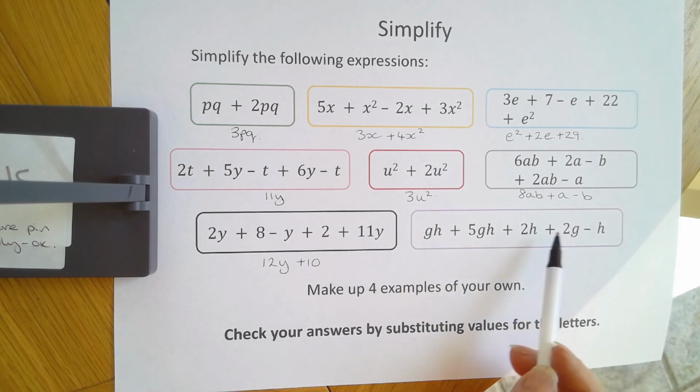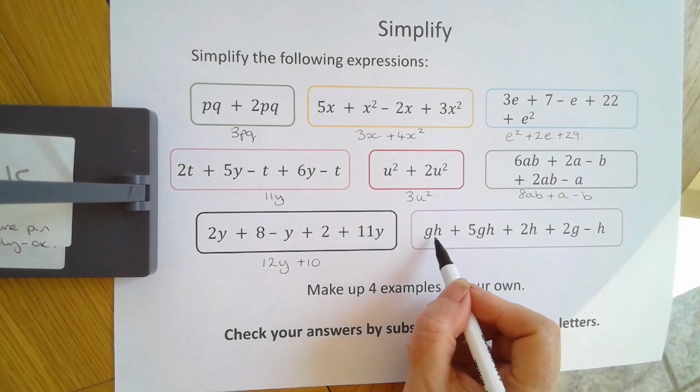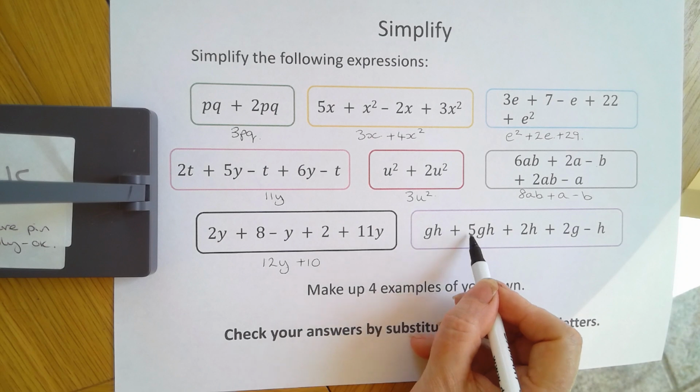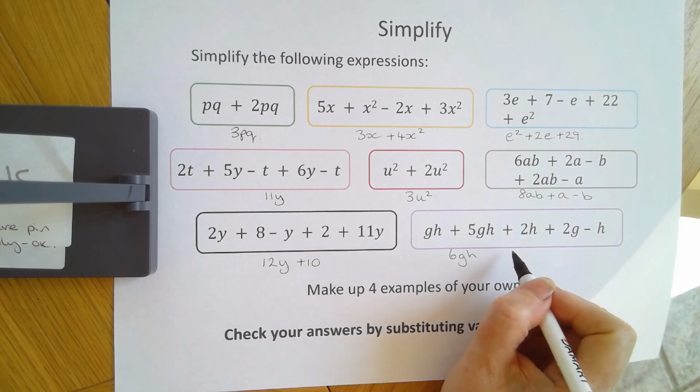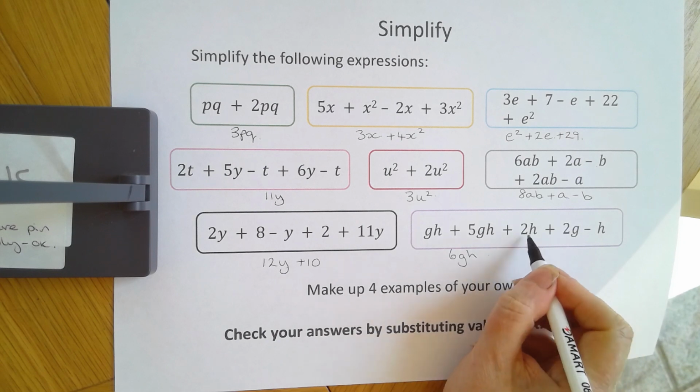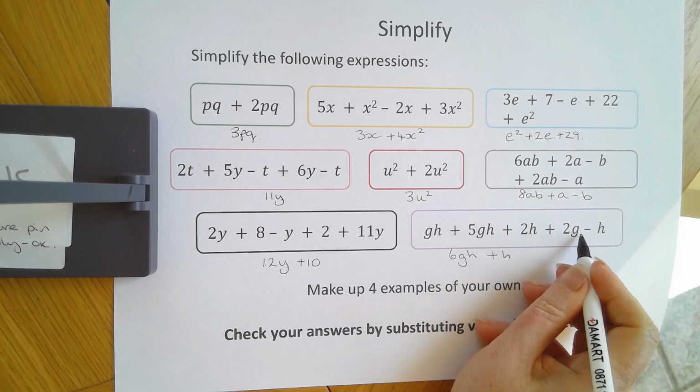And so our last example, just pause it a moment, have a go yourself. Okay. We've got GH plus 5GH is 6GH. We've got 2H minus an H would be 1H plus the 2G.